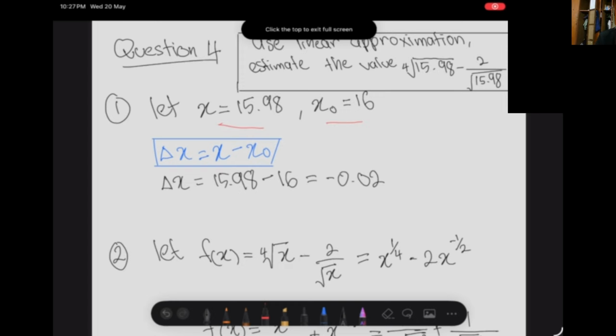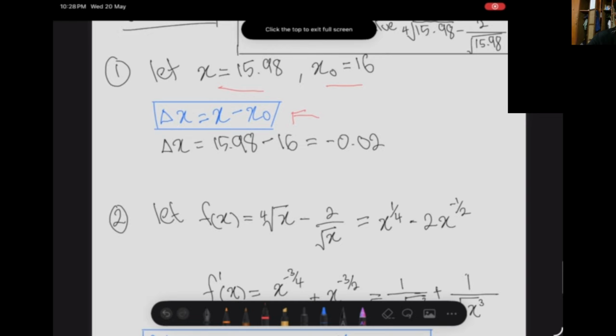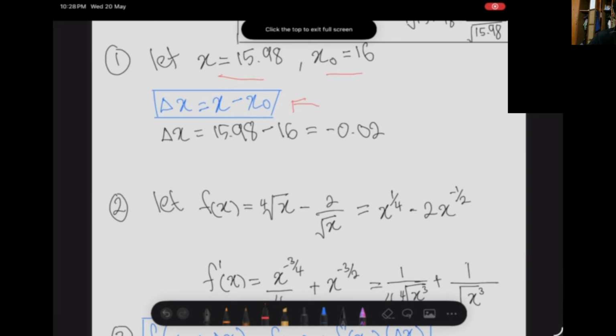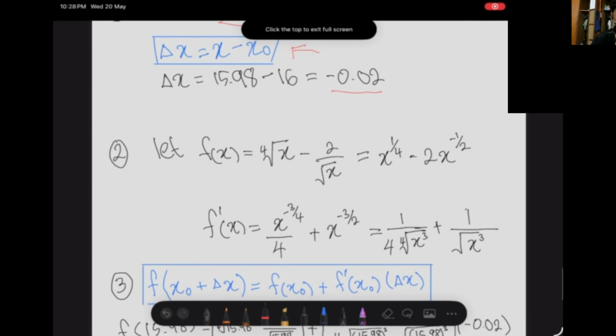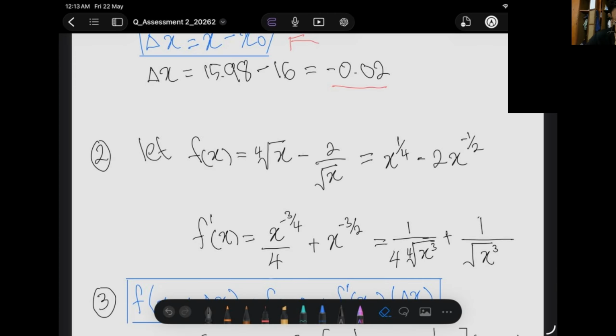And then we are going to search for delta x. So delta x, this is the formula to find delta x. Just plug the values into the formula and then we get negative 0.02. And then we are going to do the next steps. It is the second step.